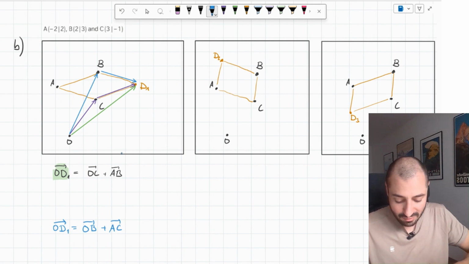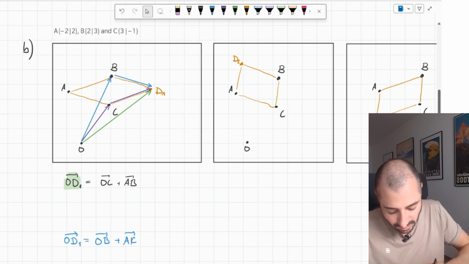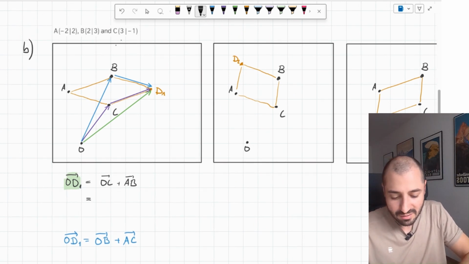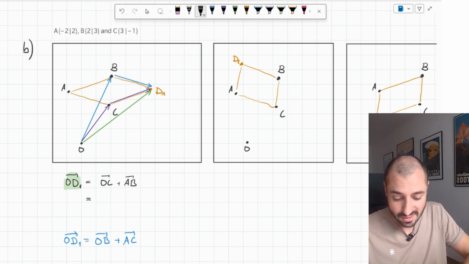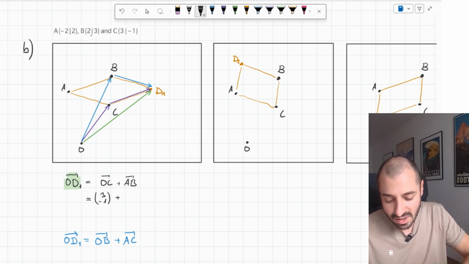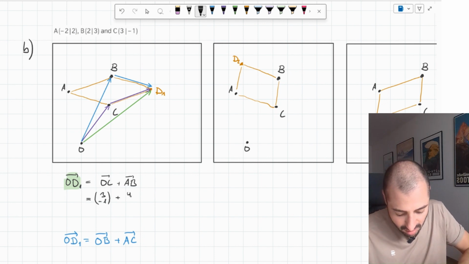Now, we just have to figure out these vectors here, but this we can do. So let's quickly do this. So this would be OC. Up here we have the points given again, so the coordinates of the points. OC would just be (3, -1) plus AB. Now AB, that's just endpoint minus starting point, so that would be 2 minus (-2), so 4. And here 3 minus 2, 1.